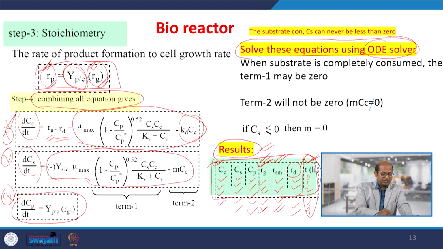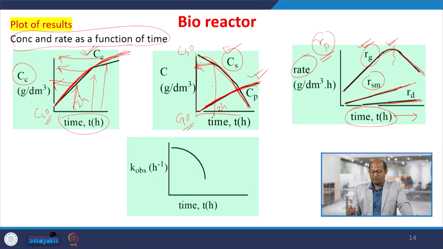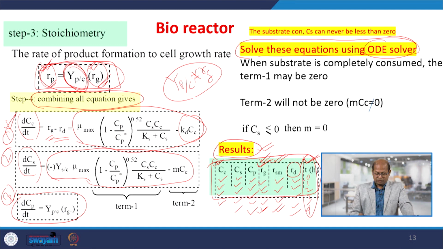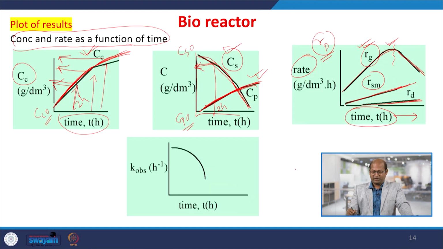For Rp, the equation is Rg times the yield coefficient Yp by C. So if you are able to find Yp by C, multiply it with Rg, the cell growth rate, which at different times we know as the rate of cell formation. Then Rp, the rate of product formation, we can also find out. Okay.